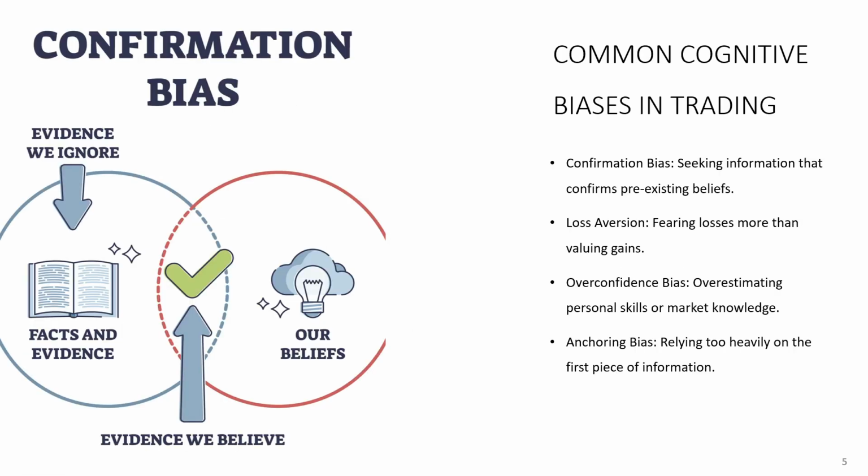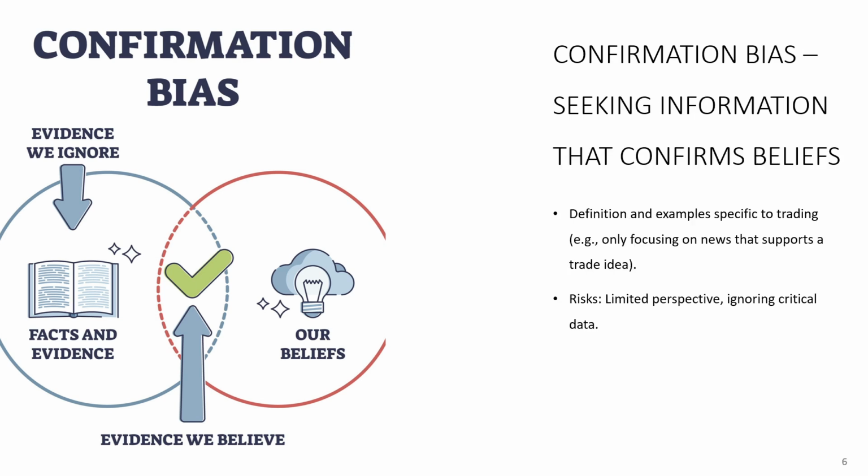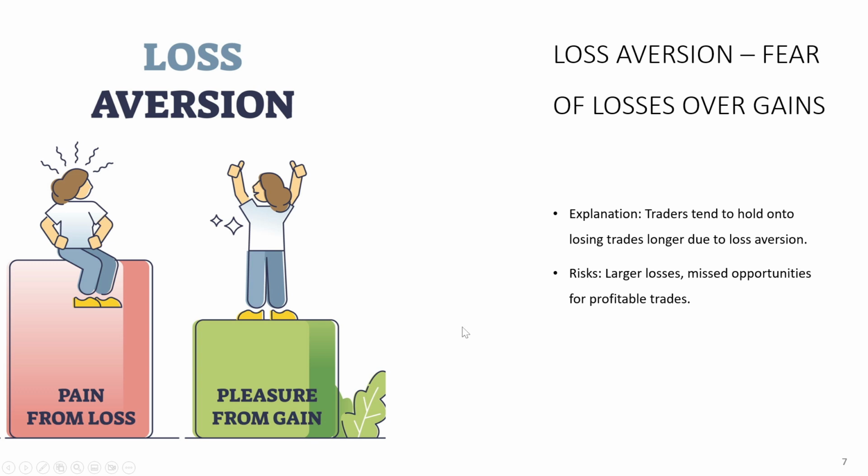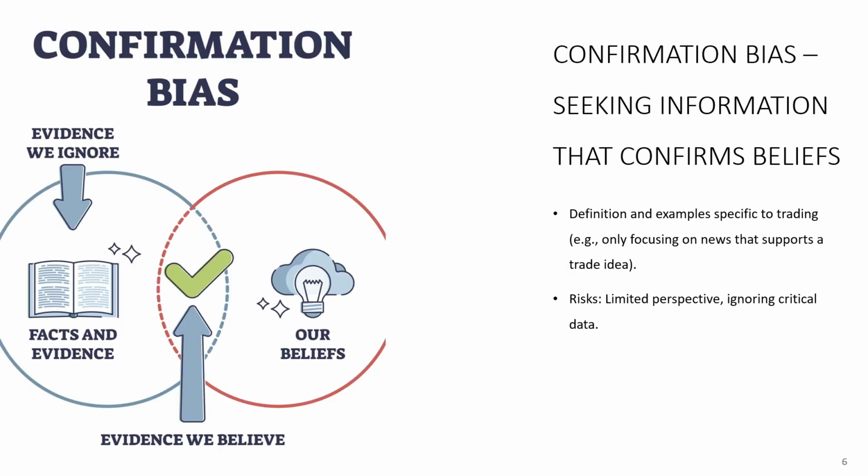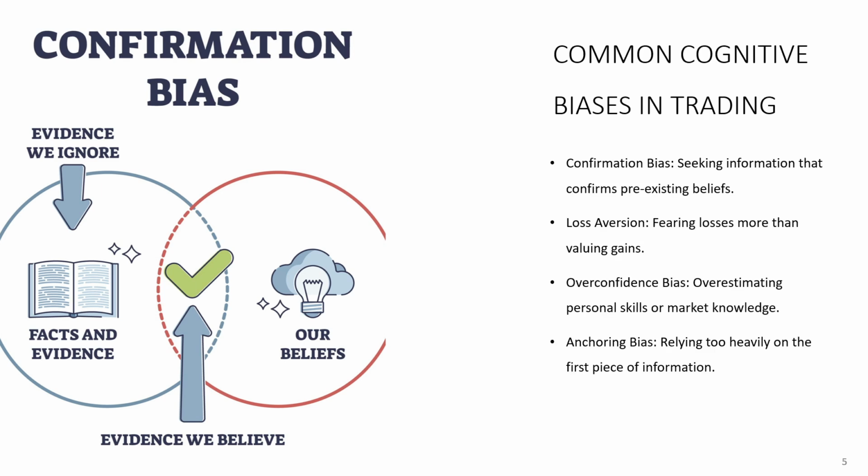Now, the next slide is about the common cognitive biases. There are many types of cognitive biases, but in this video I'll be focusing on 4. The biases I'm gonna be speaking about today are confirmation bias, loss aversion, overconfidence, and anchoring bias. Each of these can lead to mistakes, and we need to understand them.